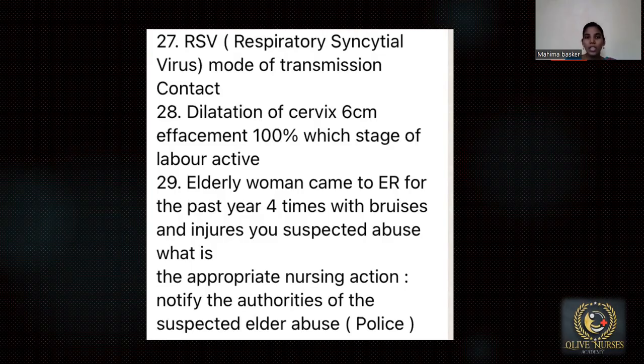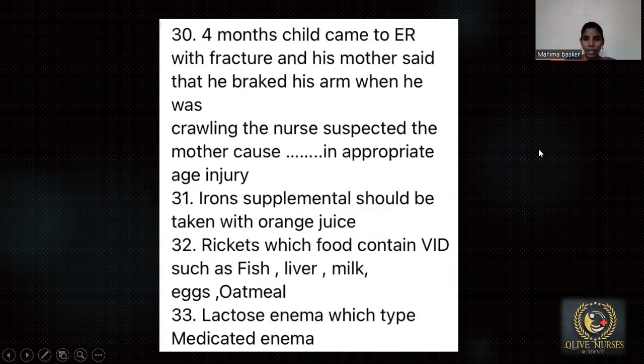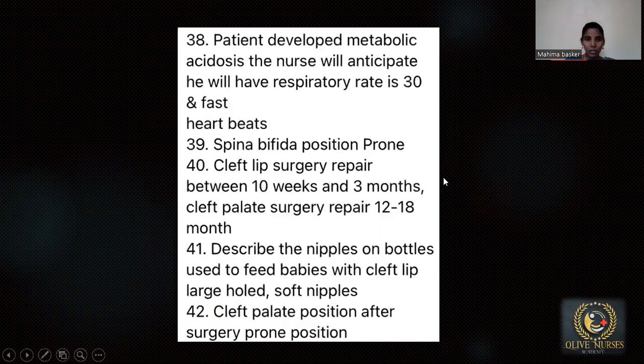You have to remember, it is a legal case. So you have to notify the authorized person of the suspected elderly abuse. So that will be the police. So we have to inform the doctor, and they will be informing the legal authorities. Okay, so suspected elderly abuse, we have to report. Okay, so like that question in the fundamental and professional nursing.